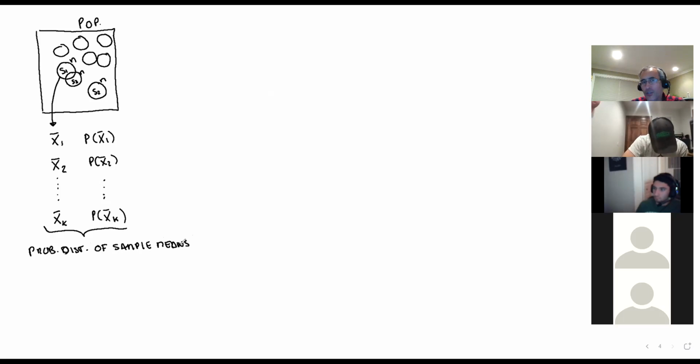And you understand that, right? It's a probability distribution because I have random variable probabilities. And sample means, because what I'm doing is taking the mean of the samples. Got it? And we're going to be using this part all the time. Now, properties.